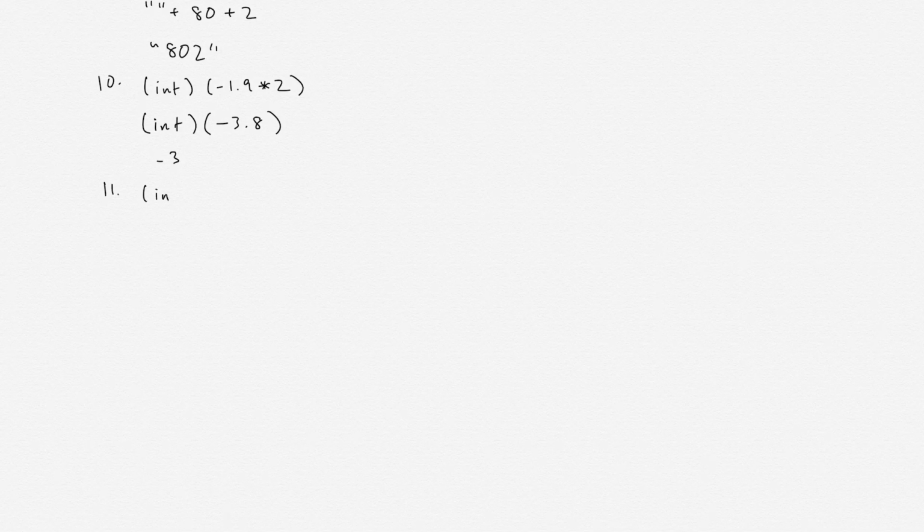Number 11, we have int 3.75 times 3 plus 13 mod 5. So we go left to right in order. Now, what has the highest precedence in this case? Actually, the casting operator, believe it or not, has the highest precedence.